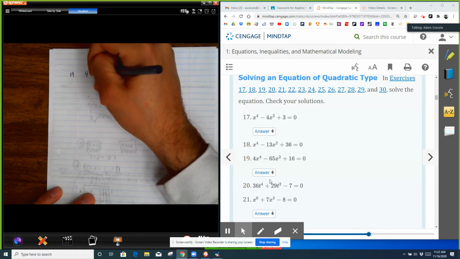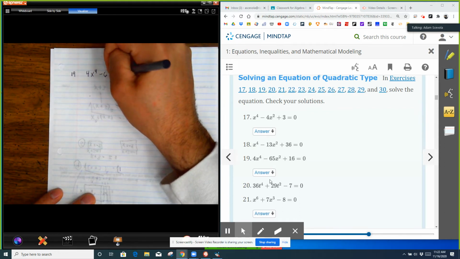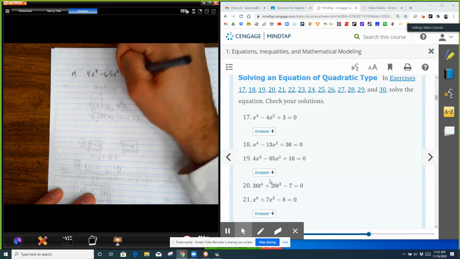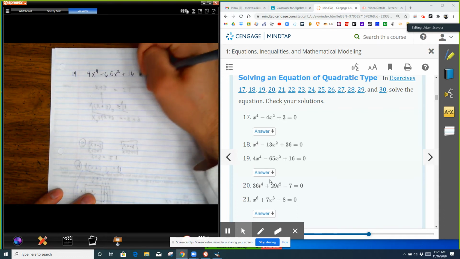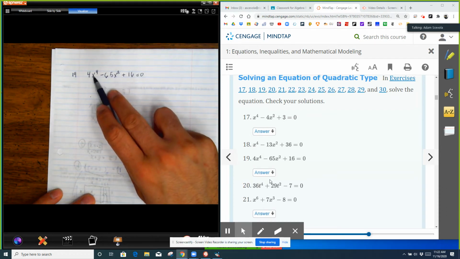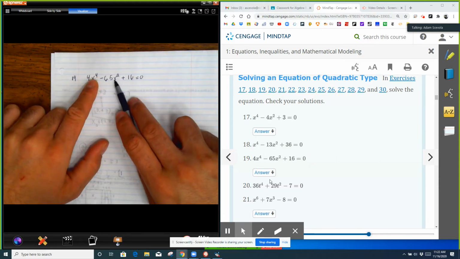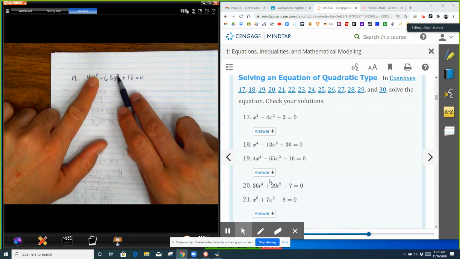How do I know that? A, it's a polynomial. B, the variable appears twice, and in one part, the exponent is 2, and the other is the same variable in another representation, x to the 4th. So when the variable appears twice and the exponents are double or half each other, like a 1 to 2 or 2 to 1 ratio, that means you could treat it like a quadratic. All right? What do I mean by that?